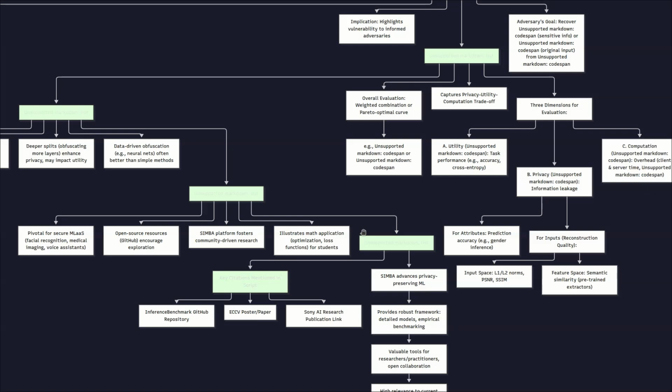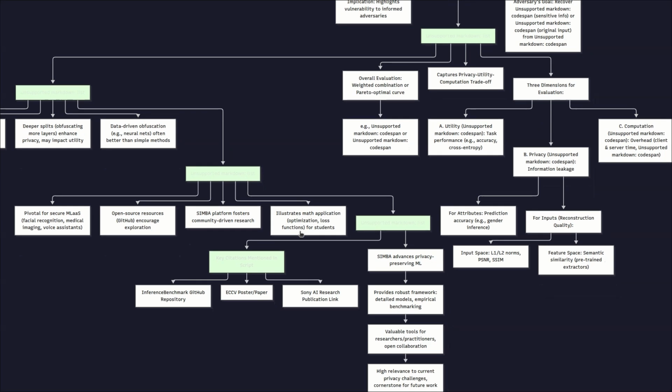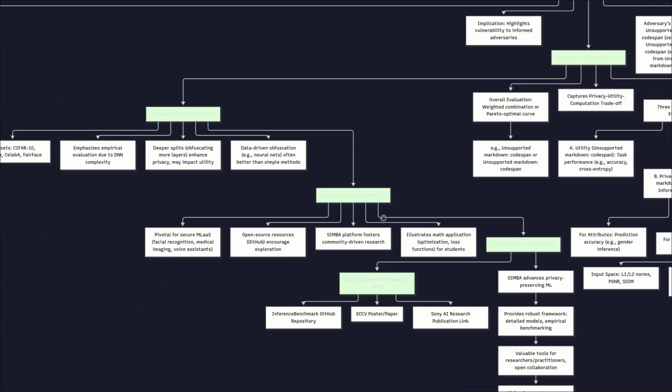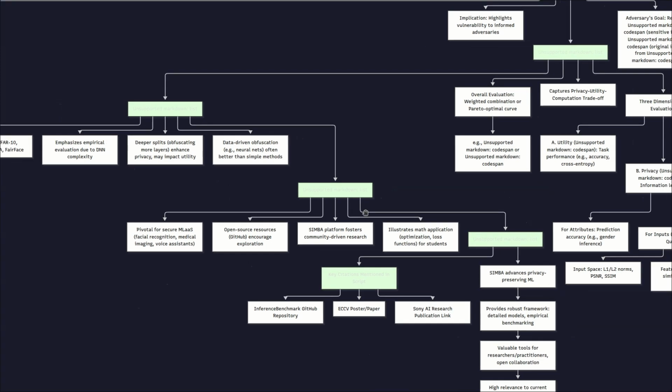So what are the experimental findings of this paper? The paper conducts experiments on datasets like CIFAR10, which are general images, and face datasets, which are UTKFace, CelebA, and FairFace, which are some of the most popular datasets. The key findings include that data-driven methods like deep obfuscator outperform simple methods like Gaussian noise in balancing privacy and utility.